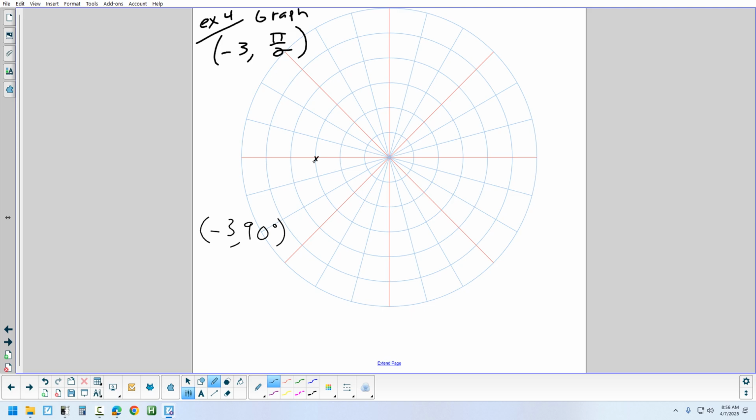So we go 3 units to the left. 90 degrees. We go counterclockwise 90. And we end up straight down because we went 90 degrees counterclockwise. Yep. Perfect. So negative 3, 90 degrees. So let me draw how you got to that one. So we went this way, and then we went like that.